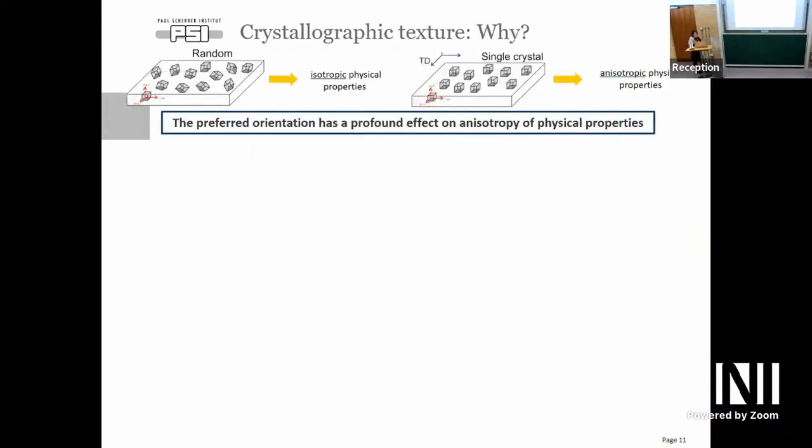And why texture is an important thing to characterize here is because the crystal has a profound effect on the anisotropy of physical properties. In particular, we can assume that if you have a random material, we will have an isotropic physical property, but if you have a single crystal, the anisotropy will be huge.